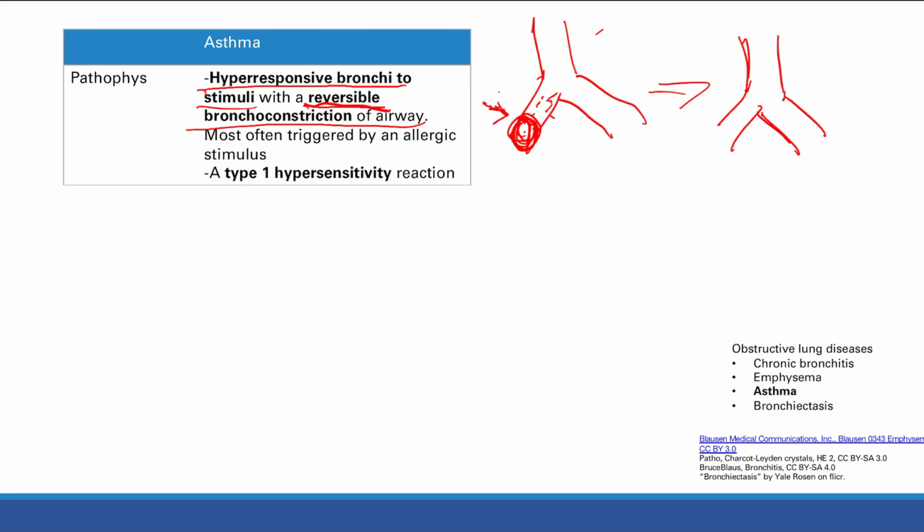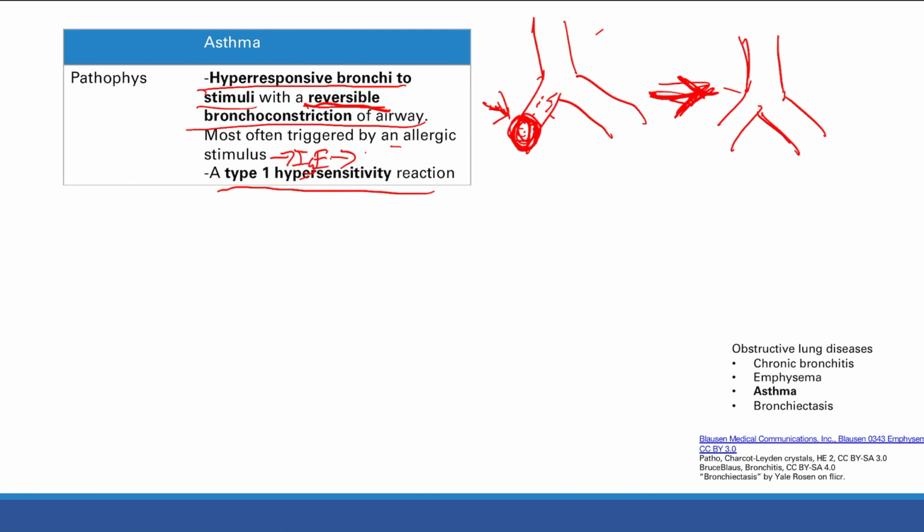You have stimuli, constriction, obstruction. Stimuli goes away, reversal, back to normal, okay? Most often triggered by an allergic stimulus, okay? And this is a type 1 hypersensitivity reaction. Remember, type 1 hypersensitivity, what happens there? Remember, allergen induces release of IgE.